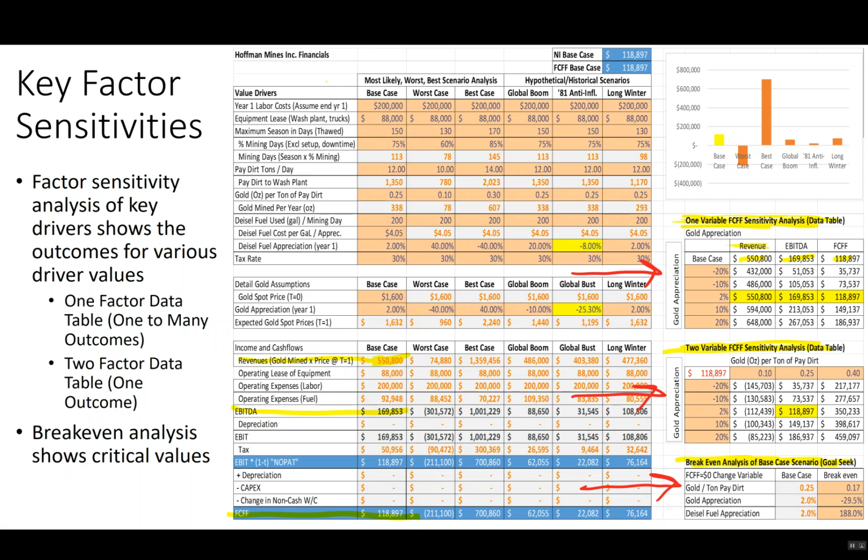The next thing I want to do is some factor sensitivities. One problem with just using scenarios is that you don't really key in on what the key factors are. So we'll look at some of the key factors and how they affect, say, revenues, EBITDA and free cash flows, and let's do some break-even analysis, like what price of gold makes the gold mine zero cash flows. So let's go ahead and do some of these.